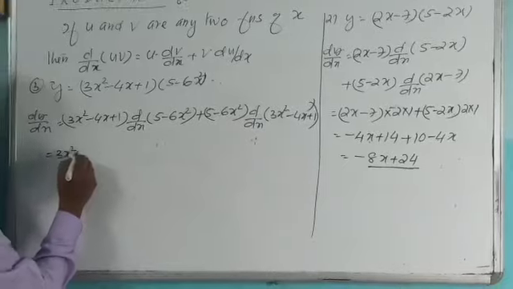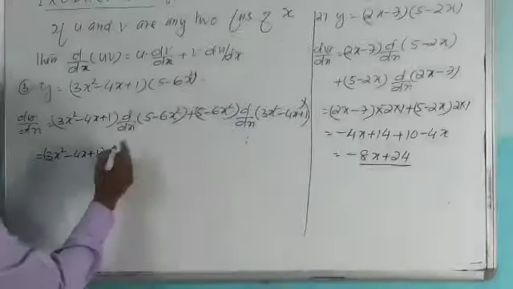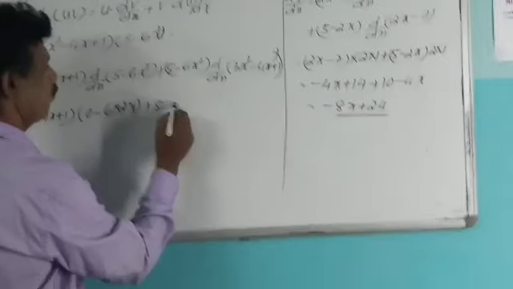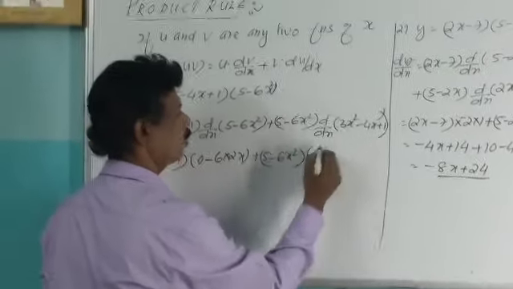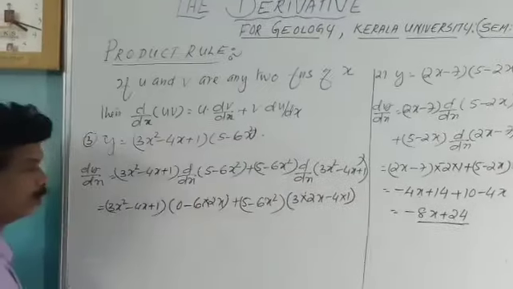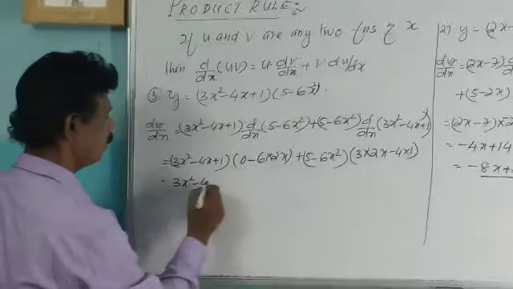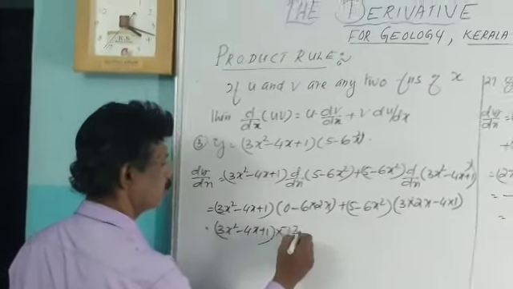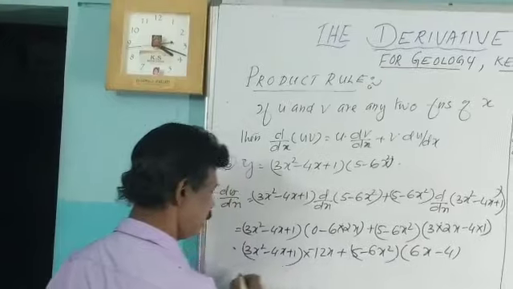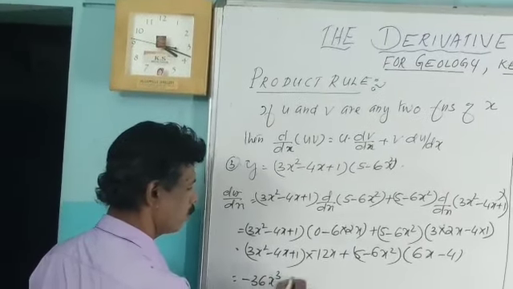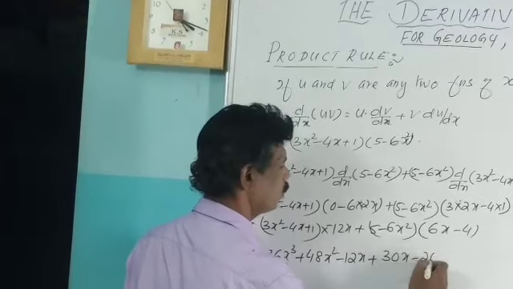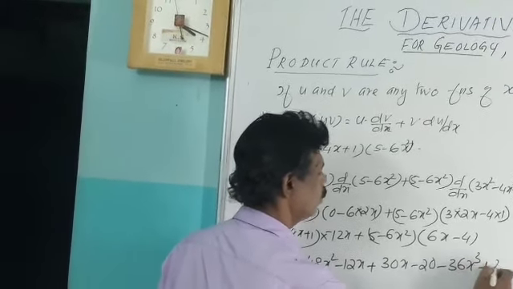That is 3x square minus 4x plus 1 into derivative of 5, 0, minus 6 into derivative of x square, 2x. And again, plus 5 minus 6x square into derivative of 3x square, 3 into 2x, minus 4 into derivative of x 1, derivative of 1 is a constant, that derivative equals 0. That is 3x square minus 4x plus 1 into minus 12x, plus 5 minus 6x square into 3 into 2x, 6x minus 4. Open this bracket. That is minus 36x cube plus 48x square minus 12x. And again, 5 into 6x, 30x, 5 into 4, 20, minus 36x cube plus 24x square.